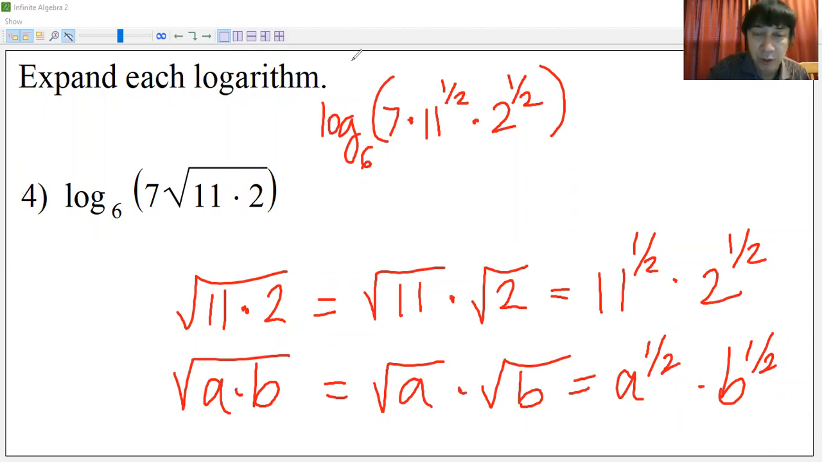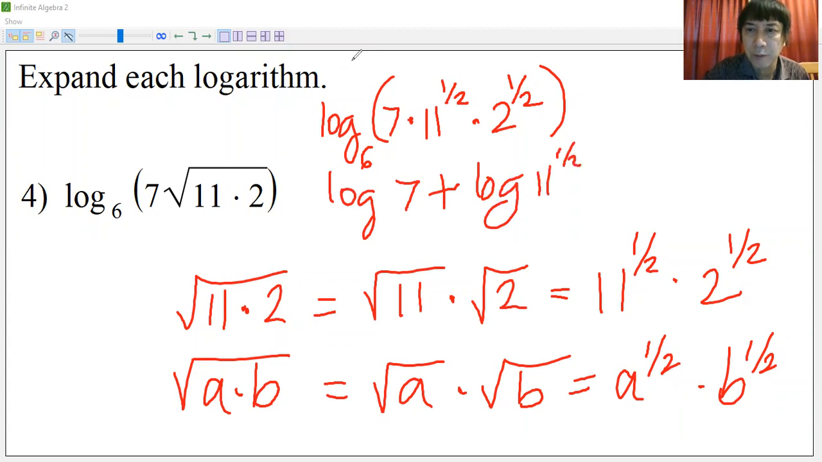This can now be written as a sum because these are all products. Okay, these are all products. So this is logarithm of 7 plus logarithm of 11 to the 1/2 plus logarithm of 2 to the 1/2. These are all base 6. There.